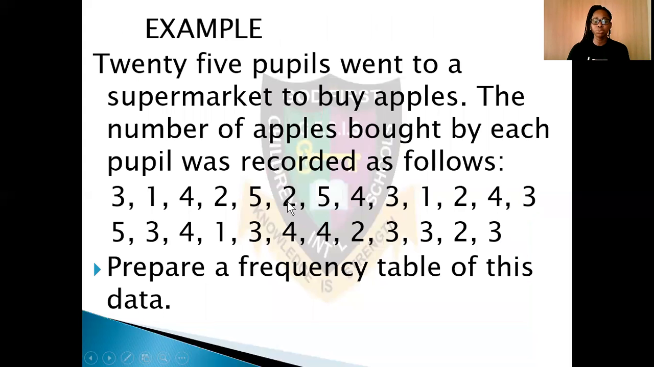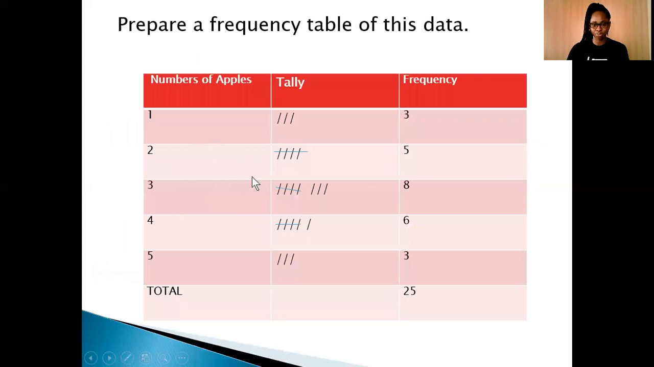So we'll go to number 2. The number of people that bought only 2 apples: 1, 2, 3, 4, 5. So we have 5 people that bought 2 apples. And like I said earlier on, when we get to it, we put the strokes 1, 2, 3, 4. The fifth stroke will be crossing the 4 strokes as a tally. So we have 5 people who bought 2 apples.